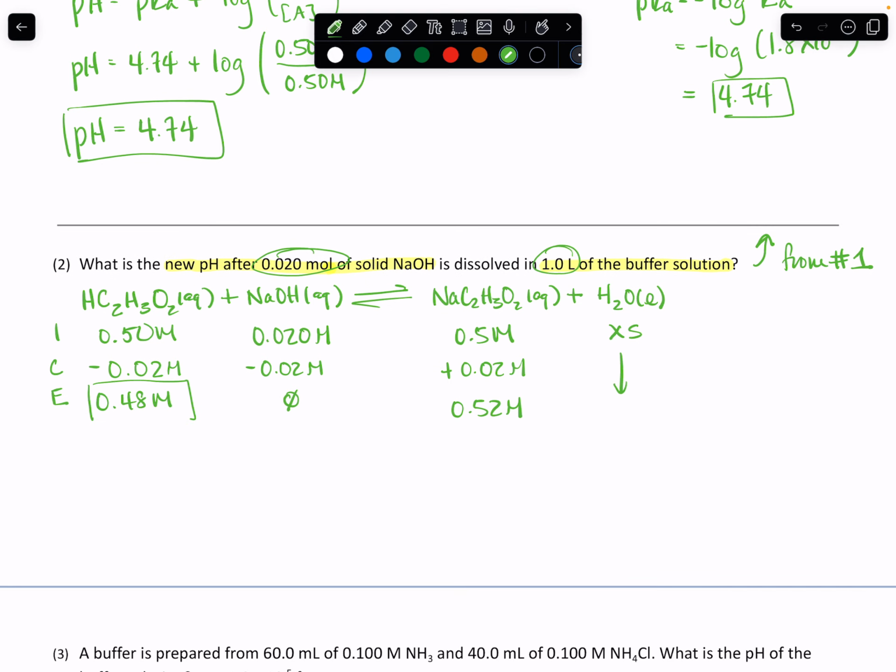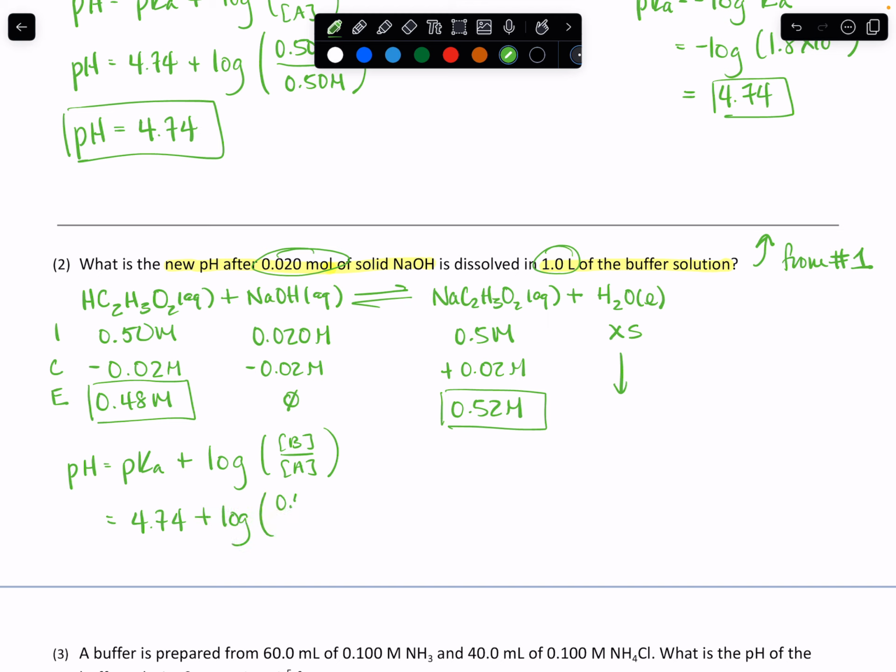Again, a buffer is still present because I have amounts of an acid and its conjugate base, and they're weak. So I need that Henderson-Hasselbalch equation again. pH equals pKa plus the log of the concentration of base divided by the concentration of acid. Same pKa as before, 4.74 plus the log. Now this is going to look a little different. It's not 1 anymore. So it's 0.52 molar for the base, 0.48 molar for the acid. When I plug that in, I find that the pH is now 4.77.